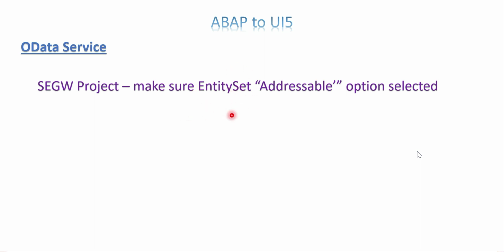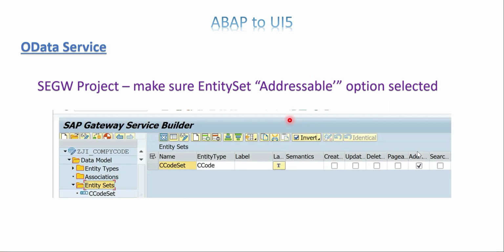I'm talking about the entity set, not the entity type. Normally you have N number of entity sets, it's not a problem. If you want that entity set to be addressable, or to be added in your UI5, make sure the addressable option is selected at the SEGW level. In SEGW, this is my project, and in the entity set, I have only one entity set, and this option needs to be checked.